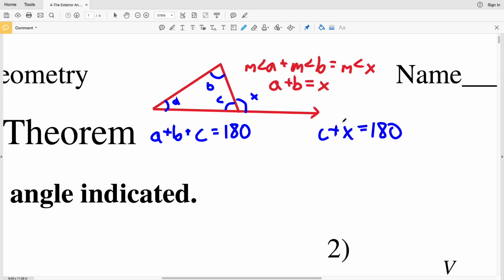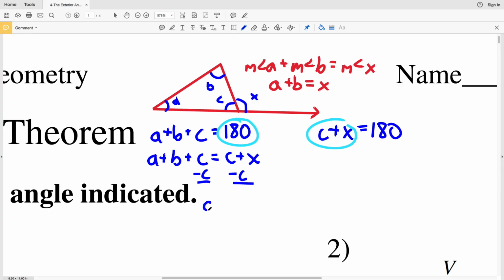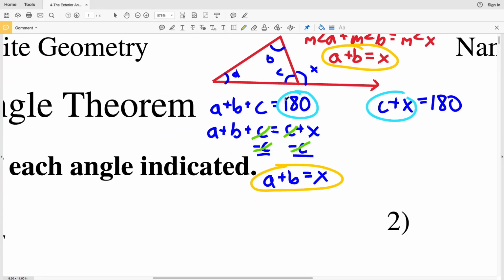I'm going to plug C plus X in for 180 in my triangle sum theorem, since 180 is C plus X. So I'll have A plus B plus C equal to C plus X. Now notice, if I subtract C from both sides of this equation, I'll get that A plus B equals X, since my C's will cancel out on each side, and that is the exterior angle theorem. So now that we know, let's get started with number 1.